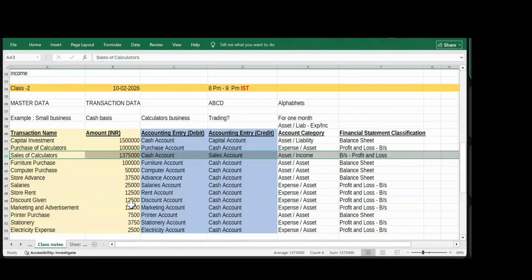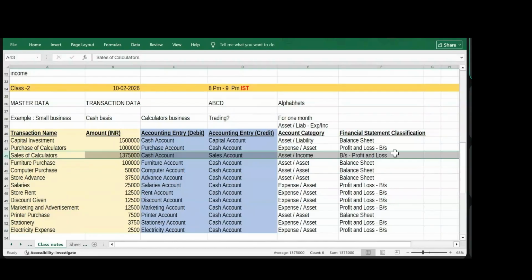Asset and income. Wherever you see cash, cash is your asset only. But the only thing is it will be debited or credited according to the transaction. Cash is your asset. Sales account, profit or loss, income. Okay, P&L account.